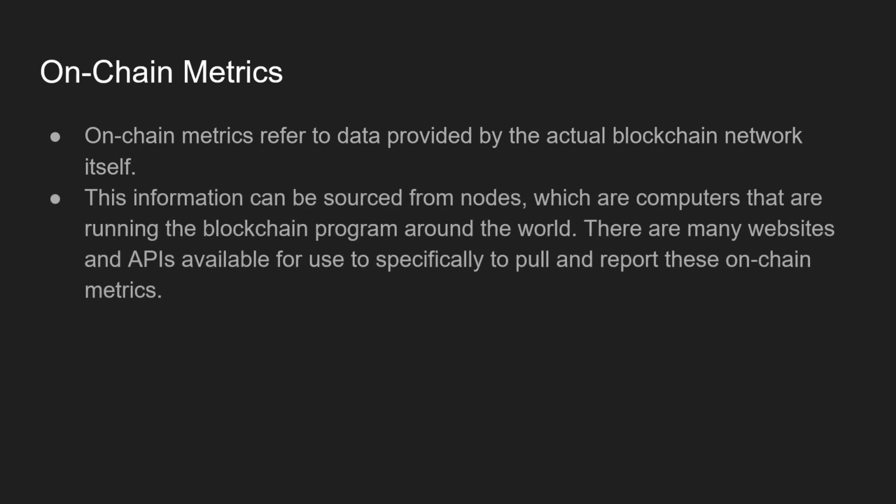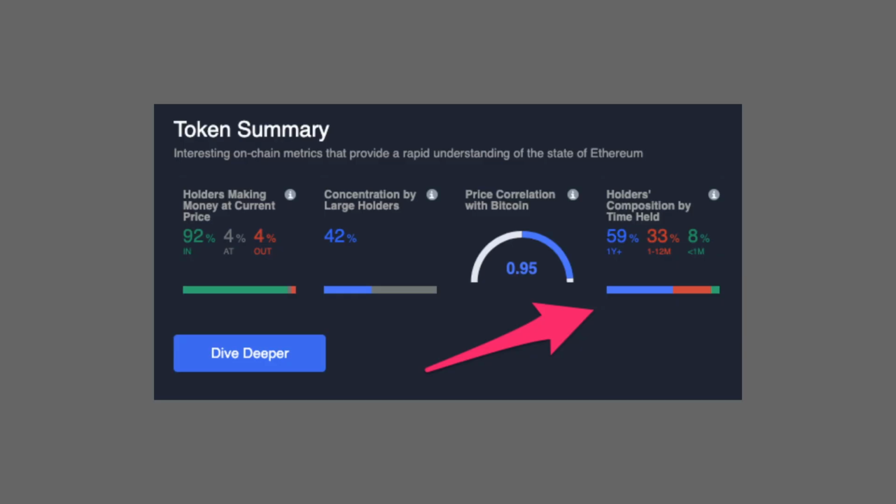Now, this information is sourced from nodes, which are computers that are running the blockchain program around the world. There are many websites and APIs available for use to specifically pull and report these on-chain metrics. Here are just some examples of on-chain metrics.